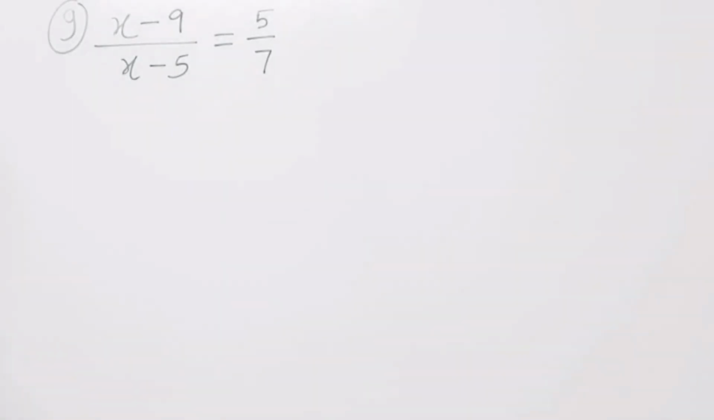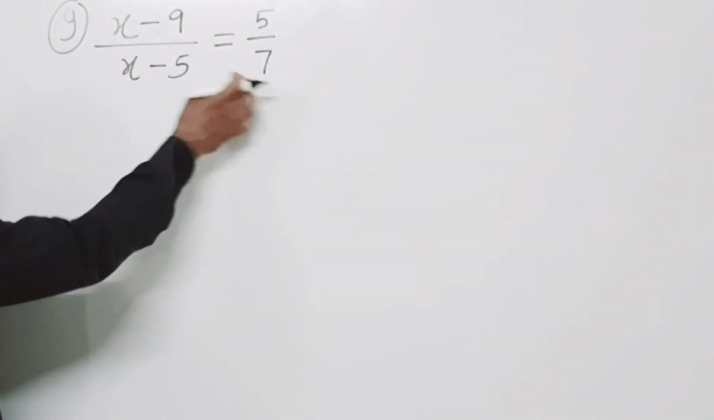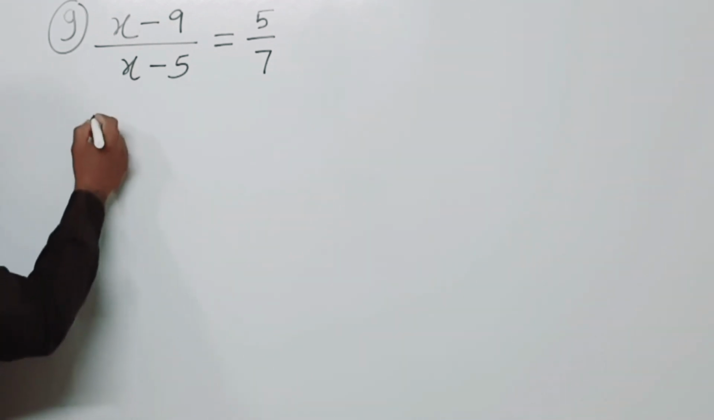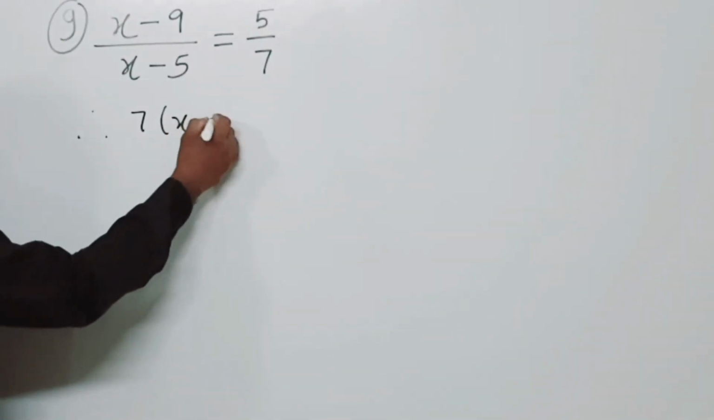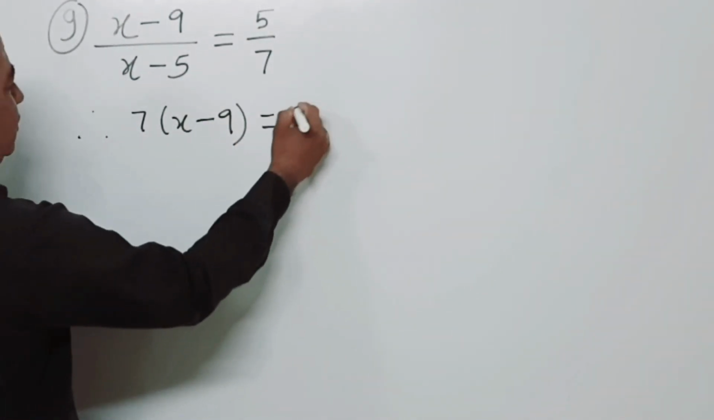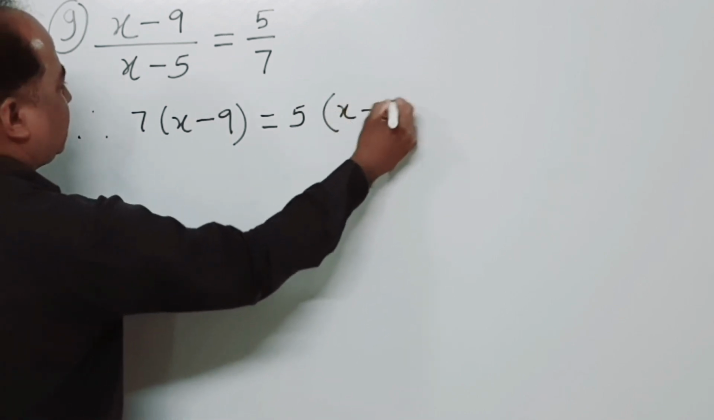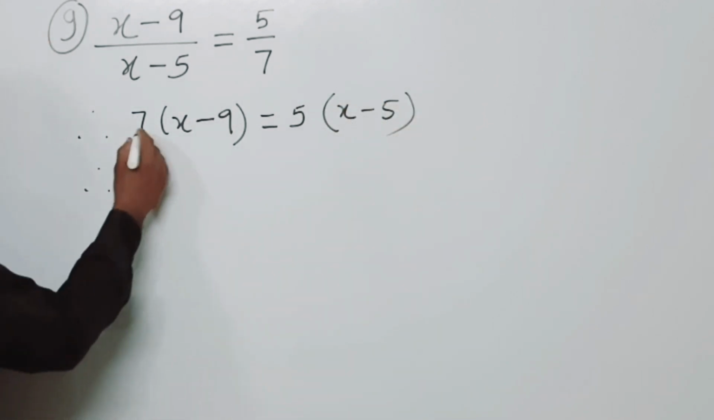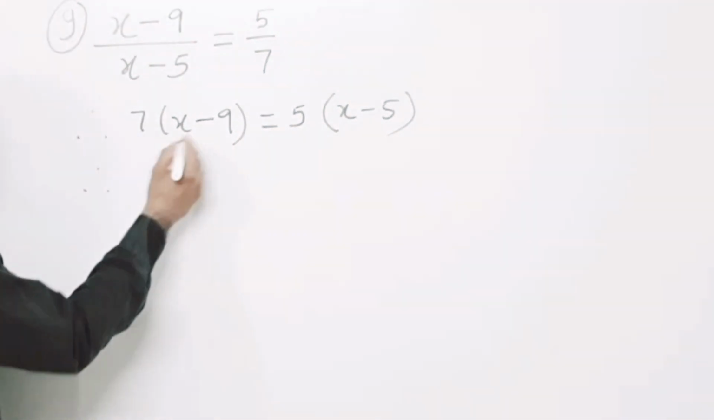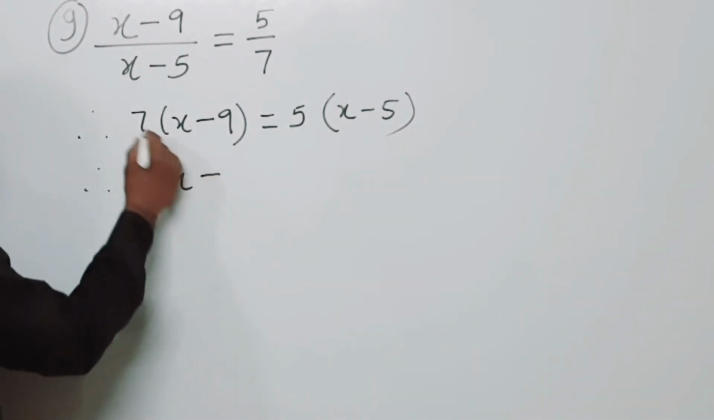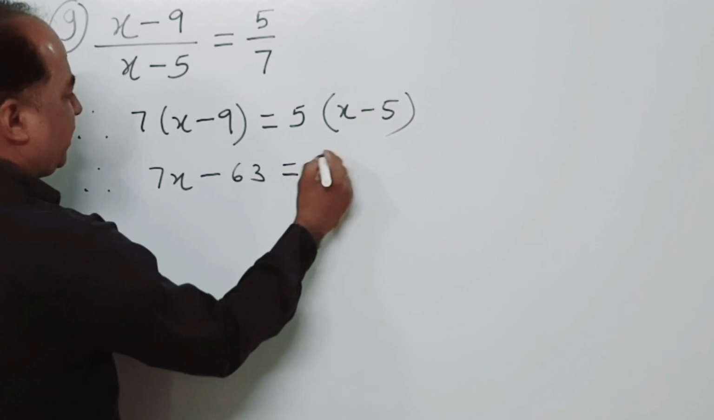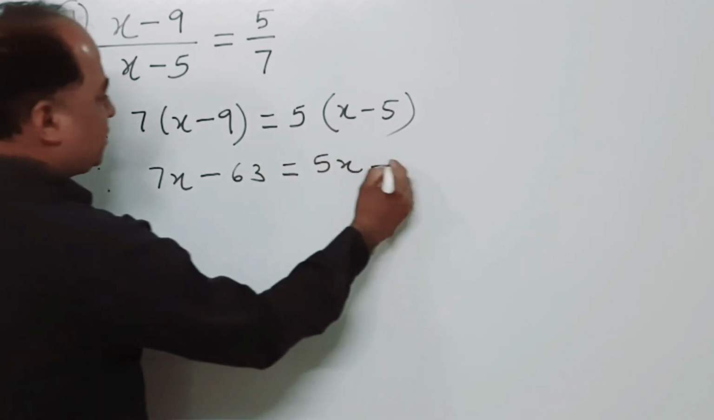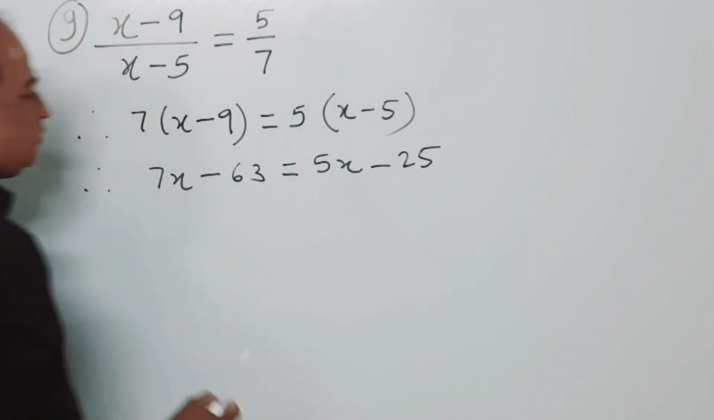Ninth example: x minus 9 upon x minus 5 is equal to 5 upon 7. Now first step, do the cross multiplication over here. So 7 into x minus 9 is equal to 5 into x minus 5. Therefore 7 into, now simplify the brackets, 7 into x, 7x, minus 7 into 9, 63, is equal to 5 into x, 5x, and minus 5 fives are 25.